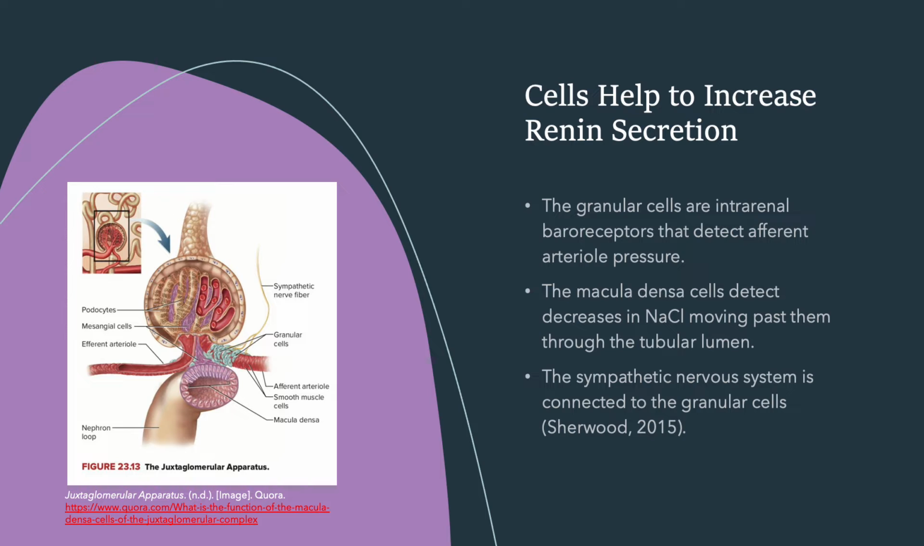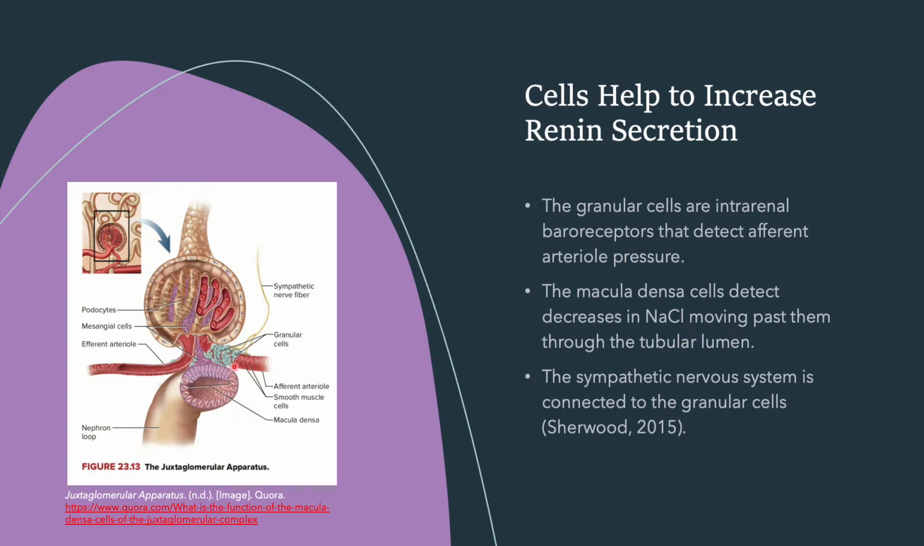There are cells that help to increase renin secretion. First and foremost are the granular cells located within this section. The granular cells are intrarenal baroreceptors, and they detect afferent arterial pressure. So when blood pressure decreases, they are going to release more renin into circulation.